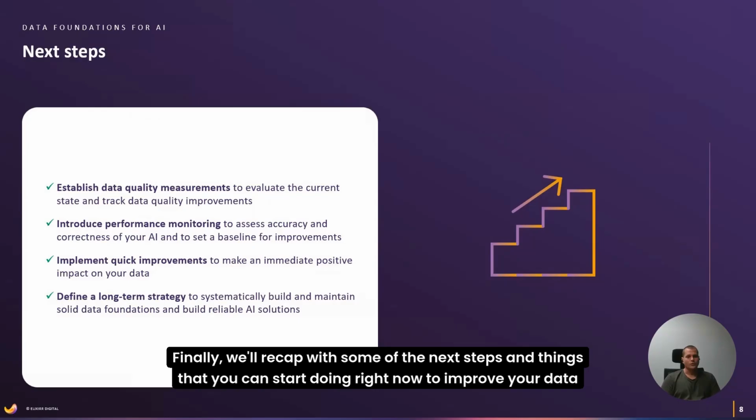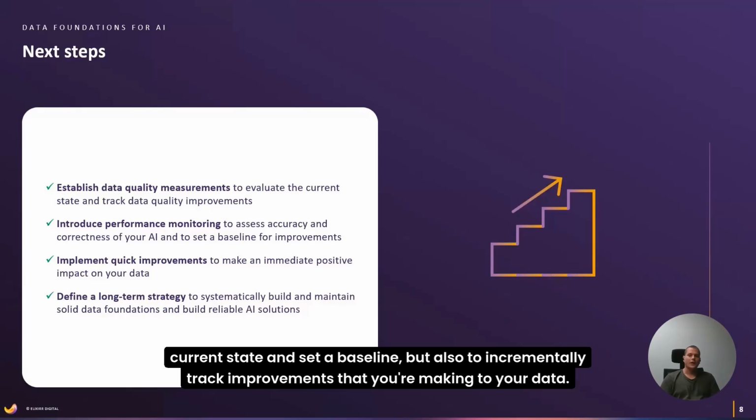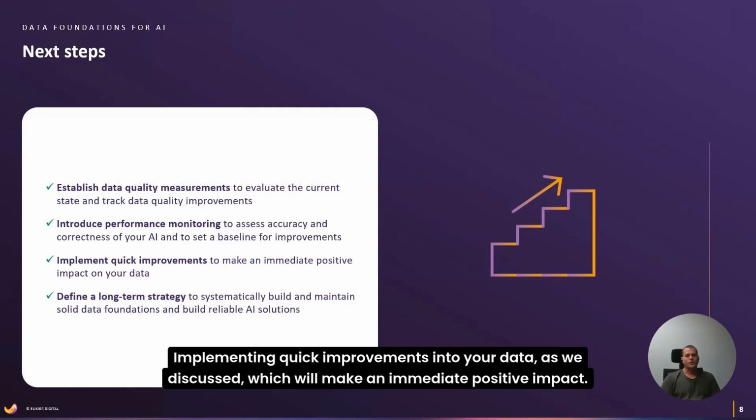Finally, we'll recap with some of the next steps and things that you can start doing right now to improve the quality of the data you're feeding into your AI systems, which is establishing a data quality measurement to evaluate the current state and set a baseline, but also to incrementally track improvements that you're making to your data. Also introducing performance monitoring to assess and monitor AI accuracy across time, and implementing quick improvements into your data, as we discussed, which will make an immediate positive impact.